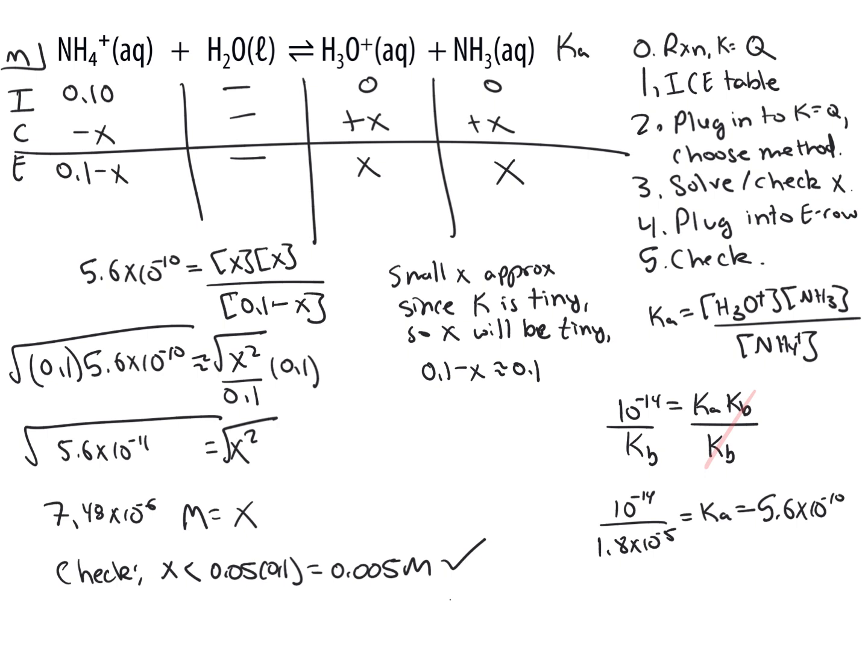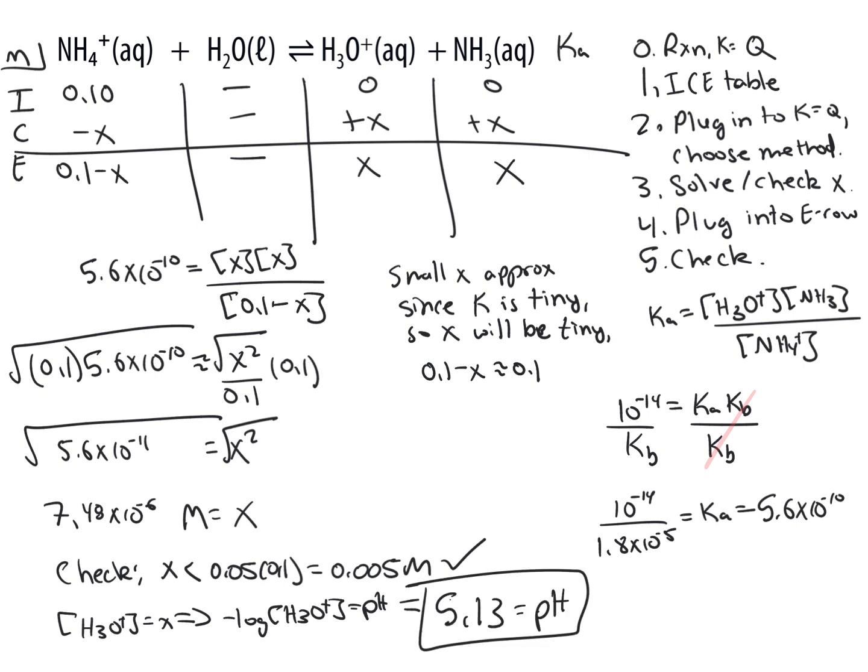The goal here is to get the pH, so we can do that by plugging back into the equilibrium row. H3O plus is equal to x. And then we can go from there and say negative log of H3O plus is our pH. My final answer there is 5.13. That makes sense. This is a very, very weak acid, so even though we have a reasonable concentration, the pH is only very slightly acidic here. Again, just because of how weak the acid is, equilibrium is lying really far to the left and x is really tiny.